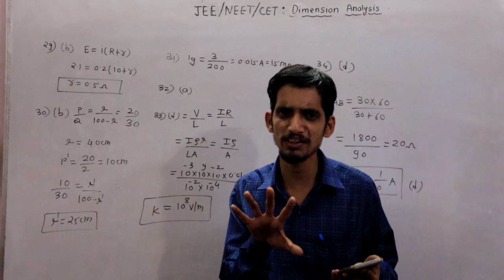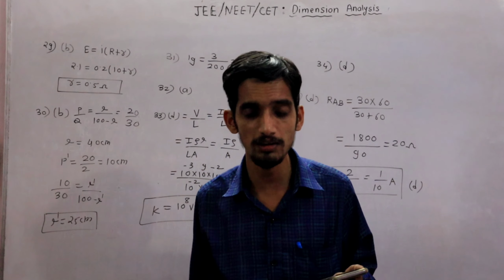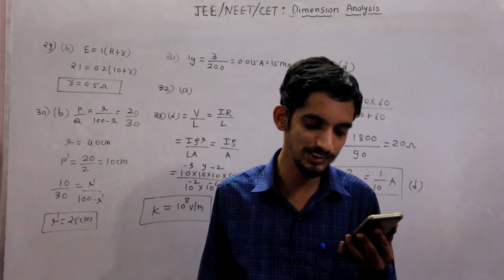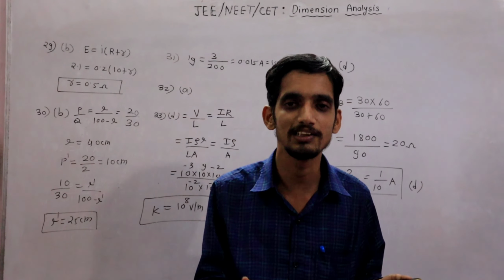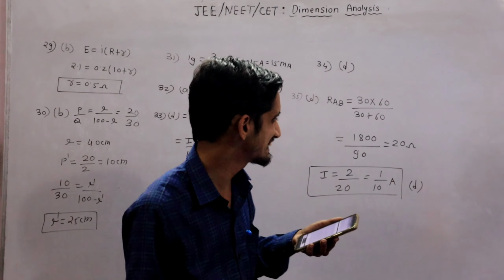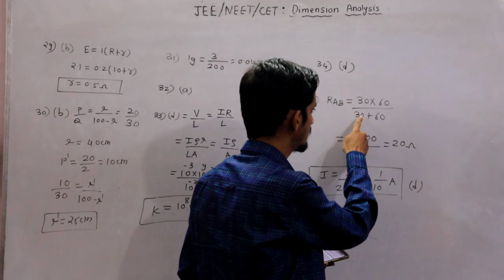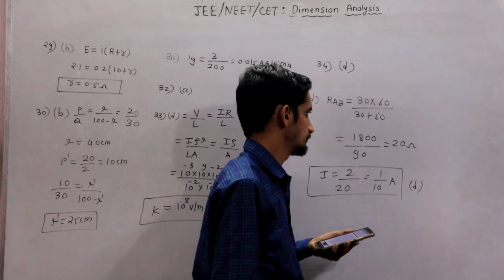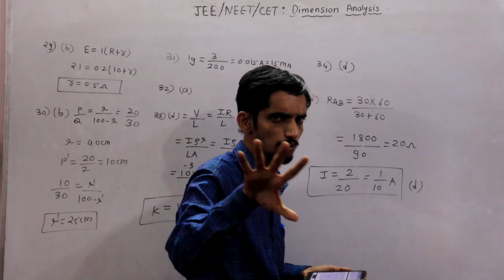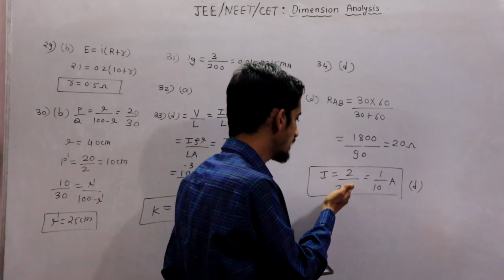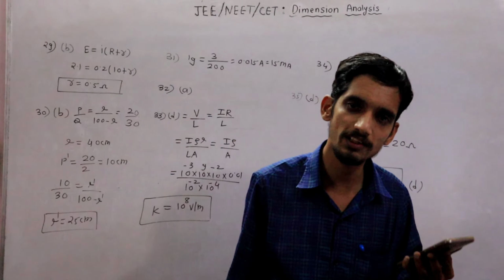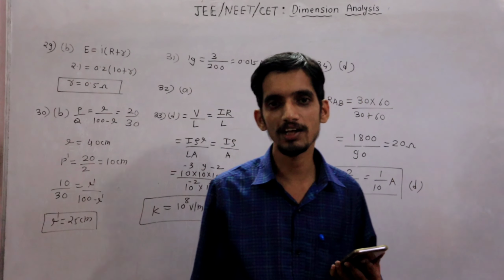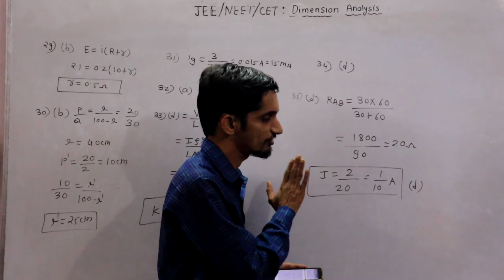Now how do I identify whether the resistances are series or parallel? If the current flowing in the AC branch is same as that of the BC branch, then those two resistances are in series. So definitely same current. So 60 into 30 upon 30 plus 60, which is 1800 upon 90, gives me 20 ohm as the overall resistance, and I is equal to 2 by 20 because a 2 volt battery is connected, which is 1 by 10, that is 0.1 ampere. So option D is the correct answer for question number 35.